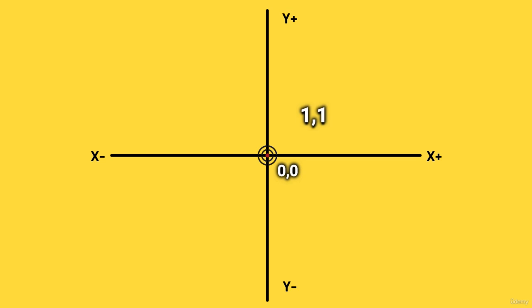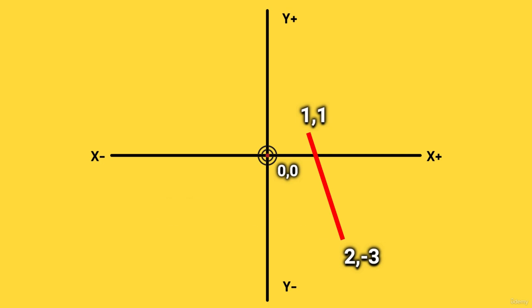or positive 1. The next coordinate here, as you can see, is 2, -3, which means x is positive 2 and y is negative 3, and hence it's below the datum position.